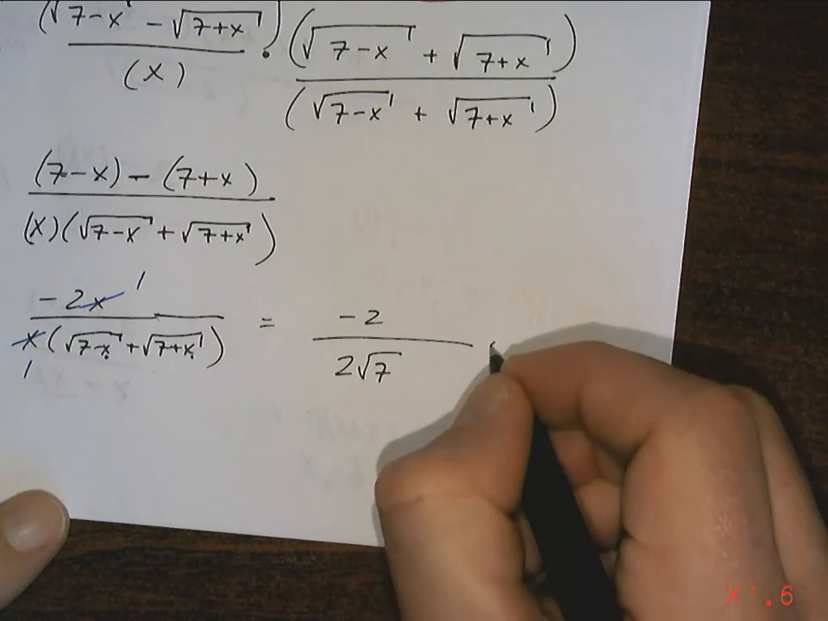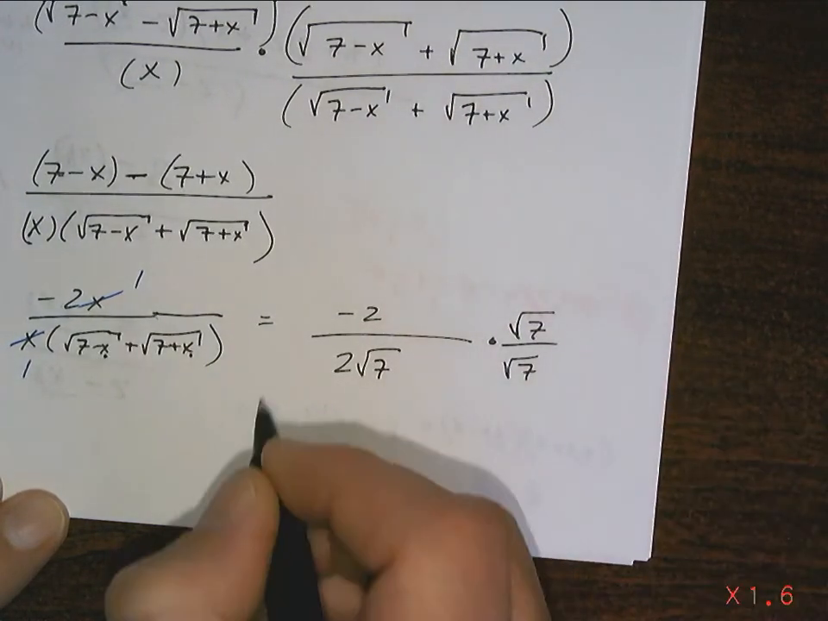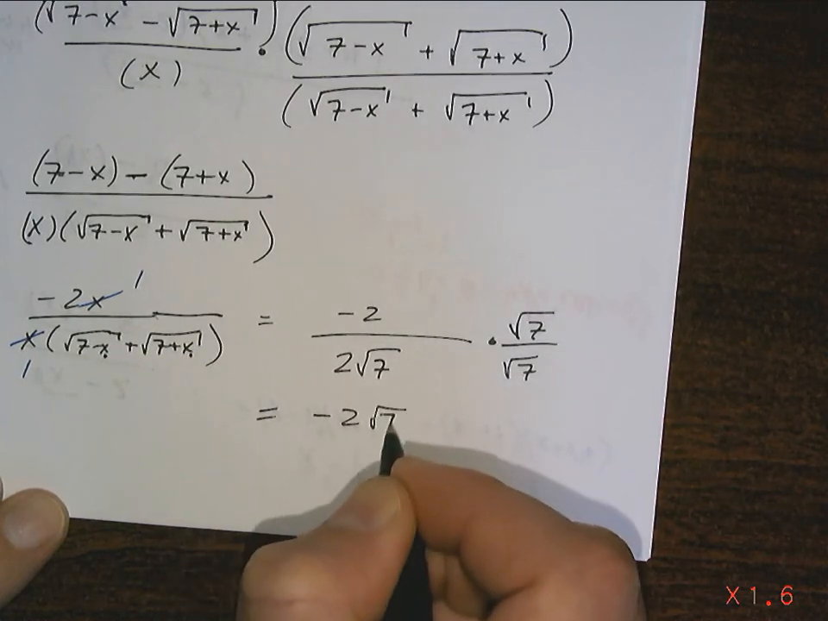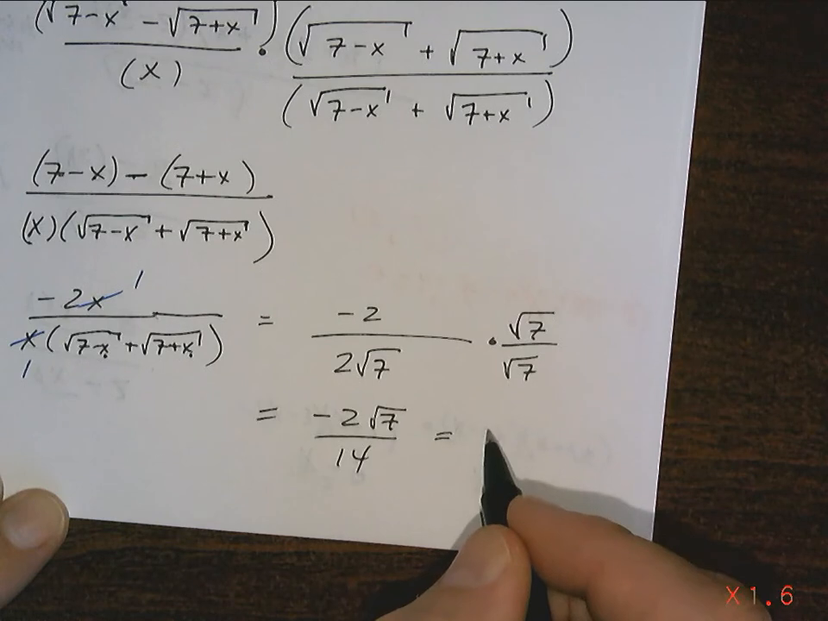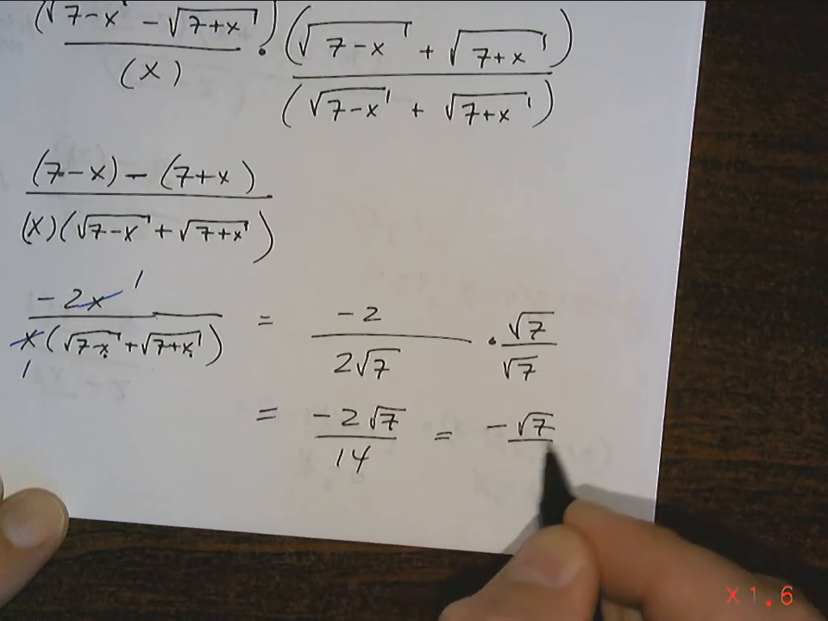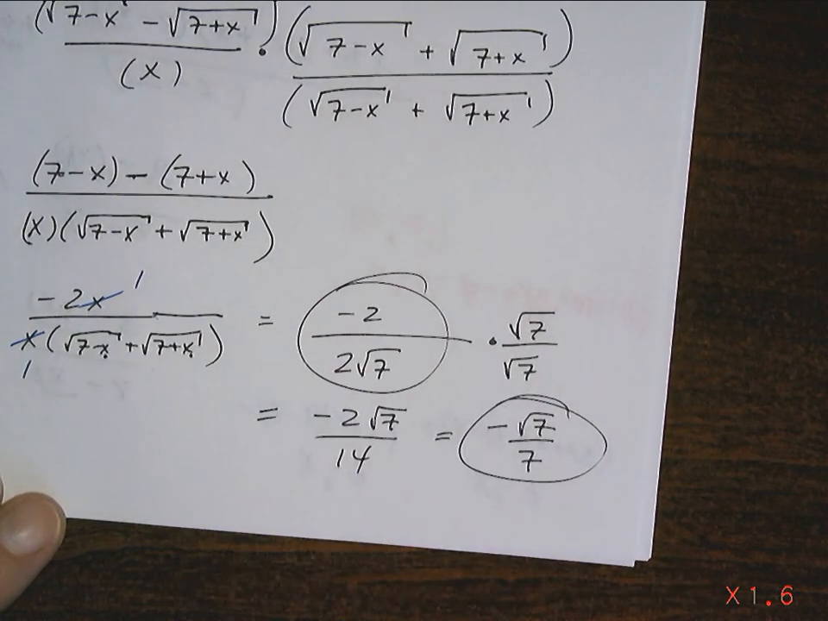The back of the book might rationalize the denominator. If they do, they're going to multiply the bottom by root 7 and the top by root 7. So they're going to get negative 2 root 7 over 14, which they're going to reduce to negative root 7 over 7. This is the answer that the back of the book probably has. I'll give you full marks for this answer as well.